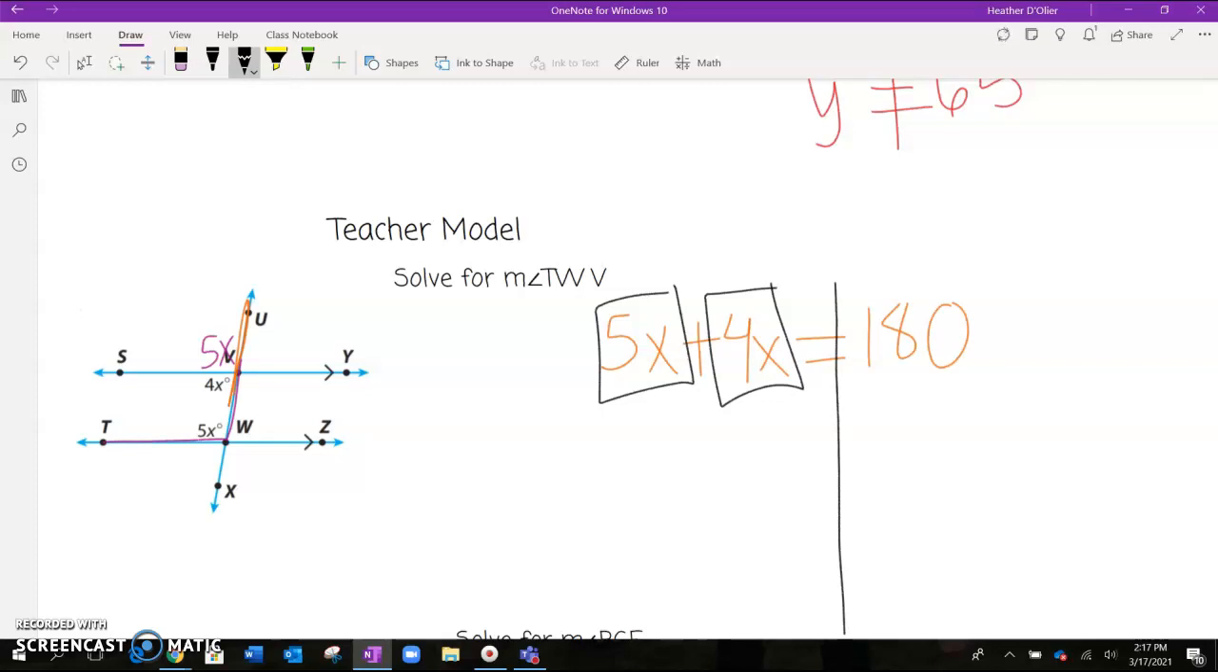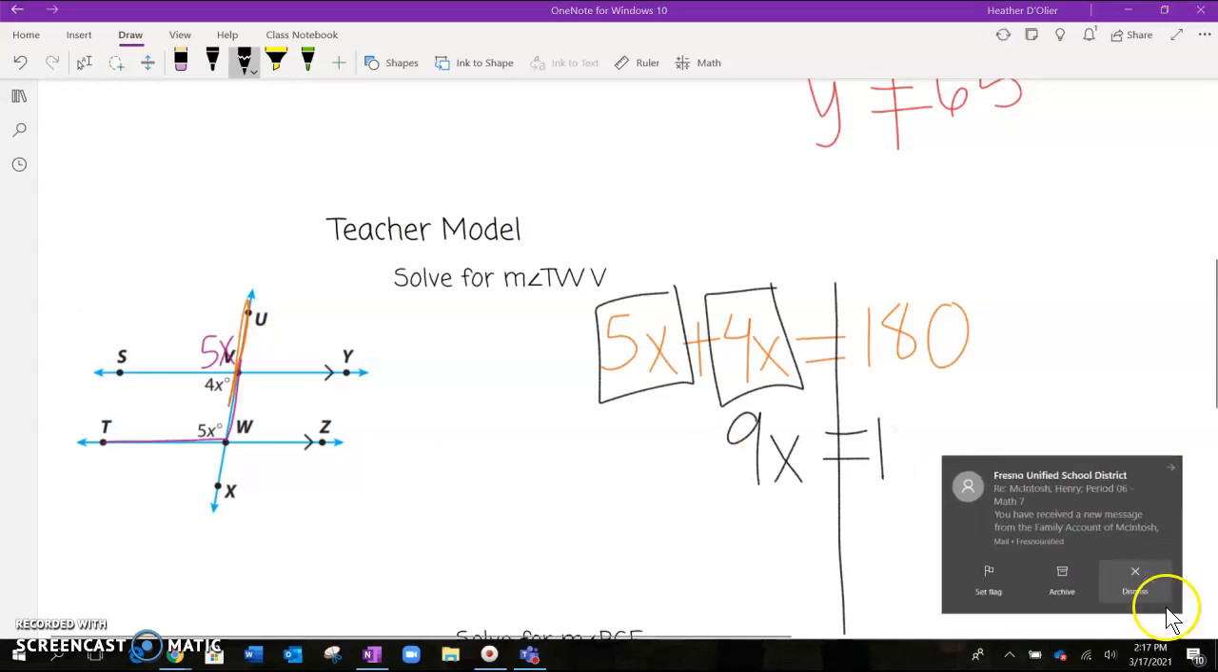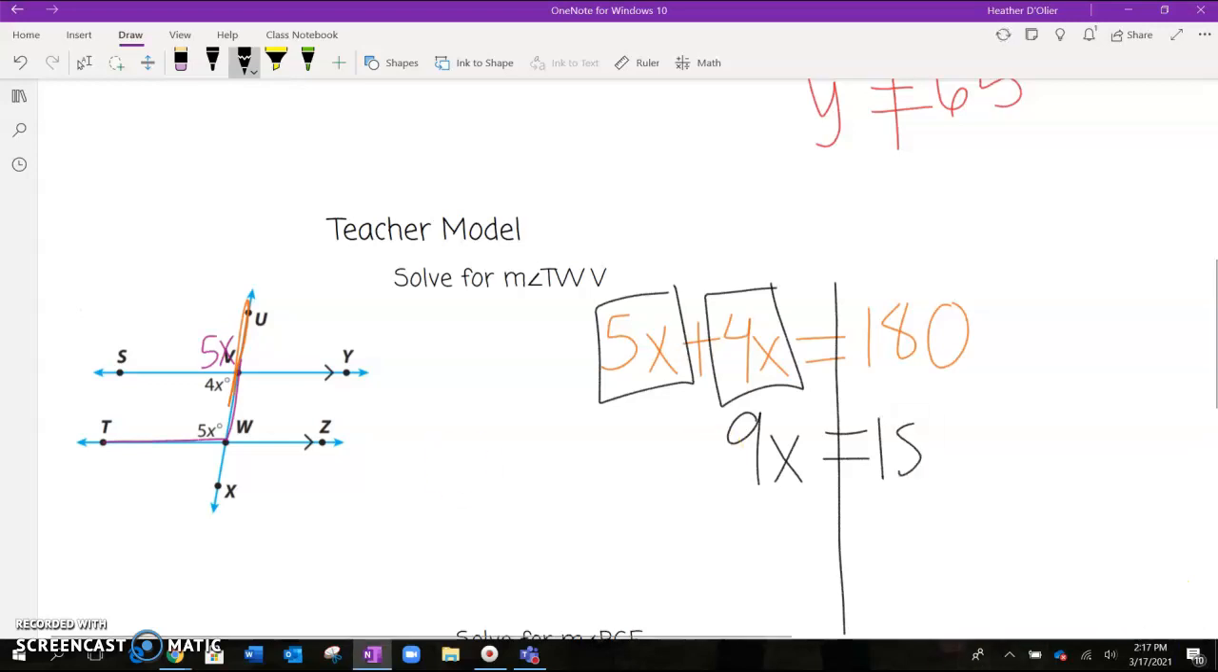Remember when we would box and circle. So 5x plus 4x, that's actually 9x. So I get that 9x equals 180. Then I can divide both sides by 9 in order to isolate my variable. And I get that x equals, 9 can go into 18 two times, there's a 0, 20.